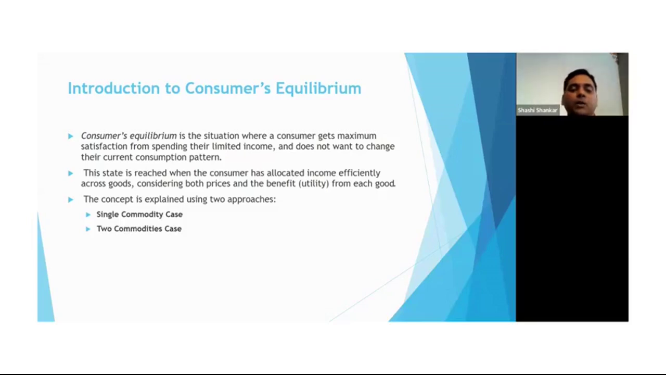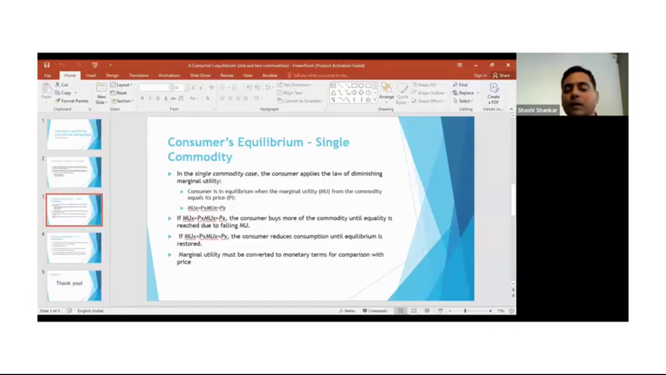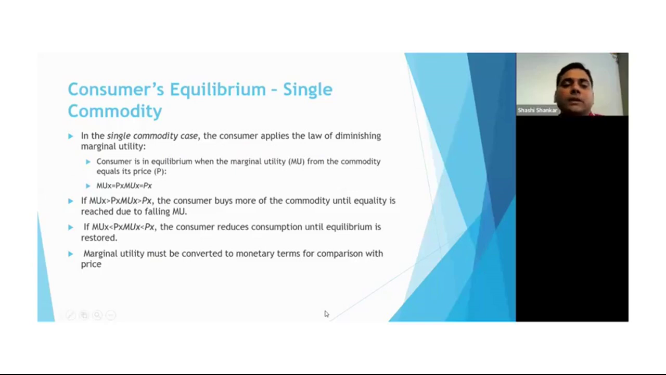The concept is explained using two approaches. As I mentioned, the first one is the single commodity case, and the second one is the two commodity case. First I'll go through the single commodity, and here I'll explain how the equilibrium works.